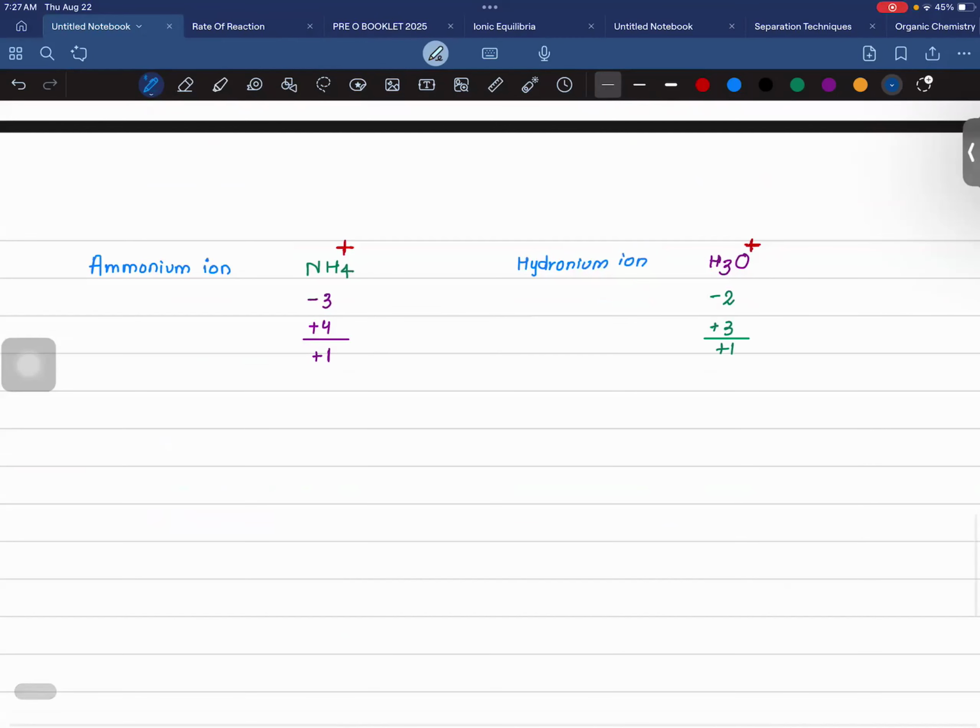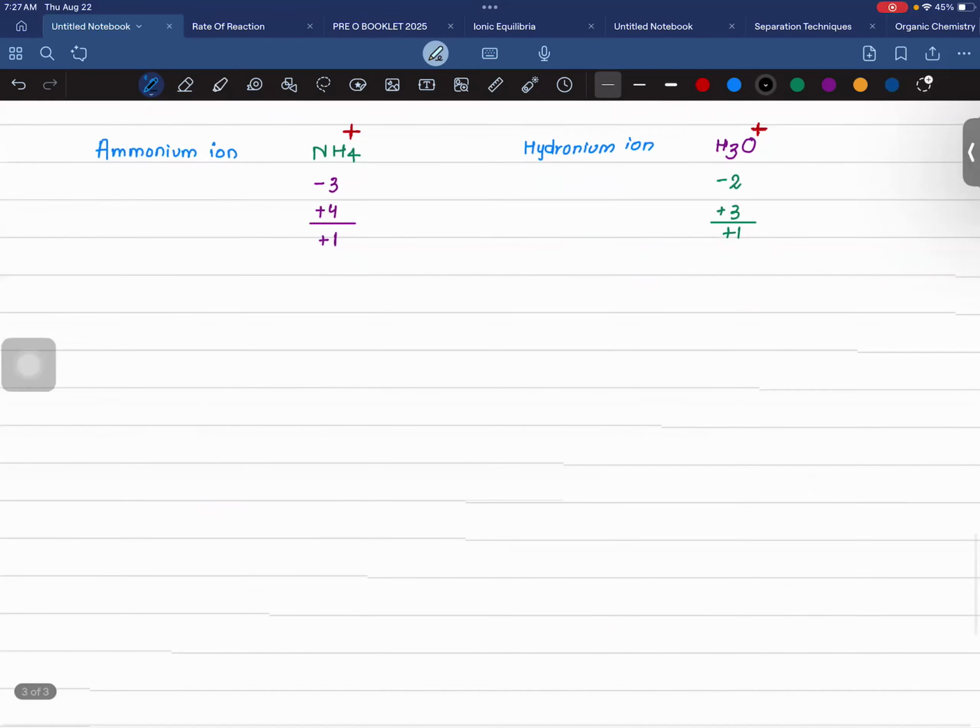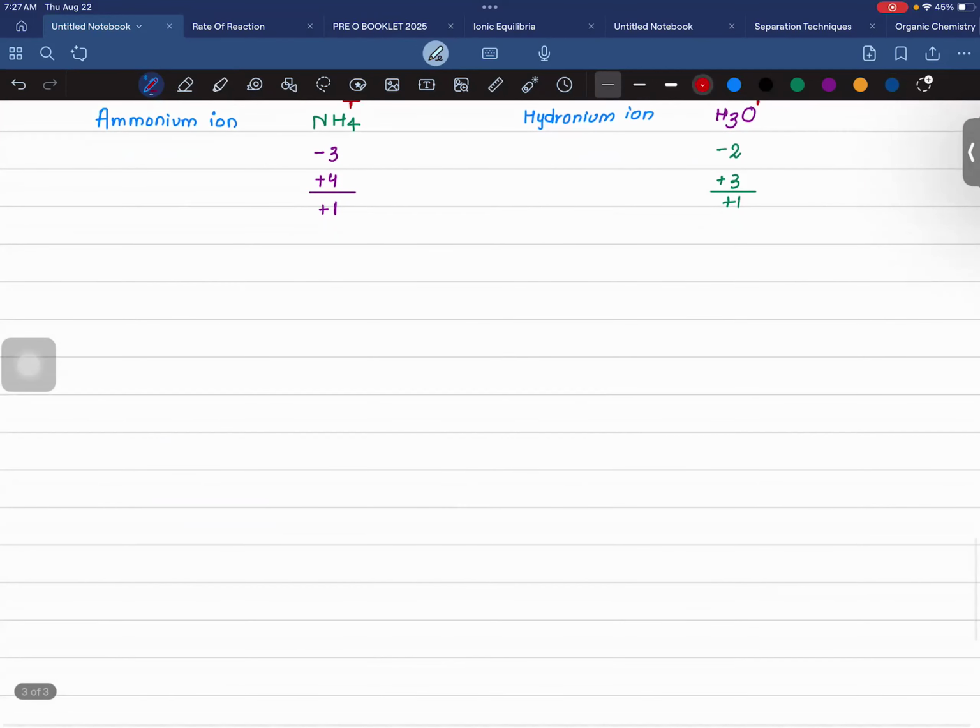Okay. But what if I'm going to give you ions? Let's suppose I'm going to give you S2O7 2 minus. Can you tell me the charge on sulfur?